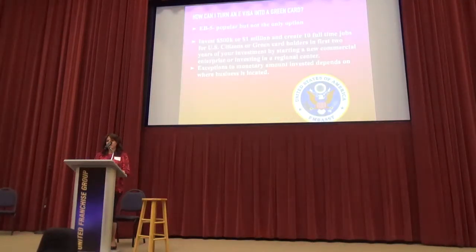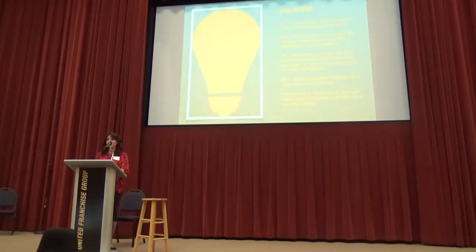So how can I turn an E2 into a green card? I'm not going to get into too much on the EB5s, because she's going to talk about it shortly. But I just list for you here the criteria, and you can read it in the PowerPoint. What I want to get to is the next slide. What are your other options? So if EB5, where you invest $500,000 or $1 million in a new commercial enterprise with a few exceptions to that, and create 10 full-time jobs, again with a few exceptions to that, what else can you do?